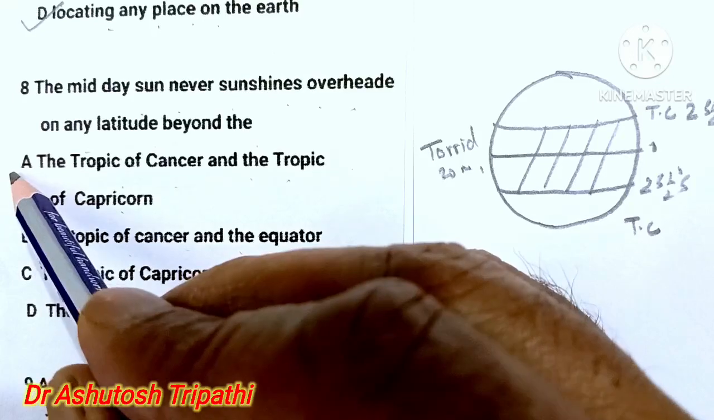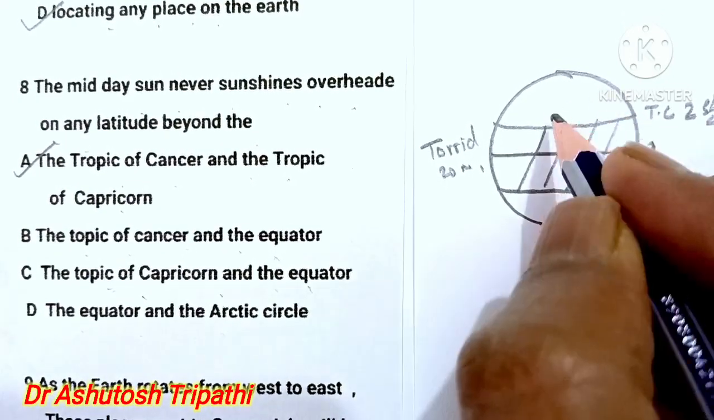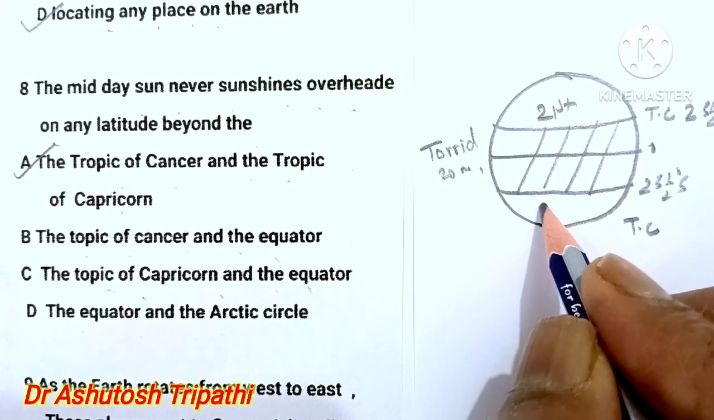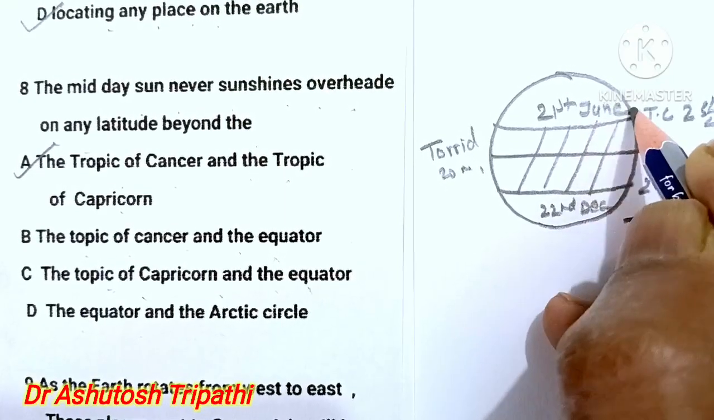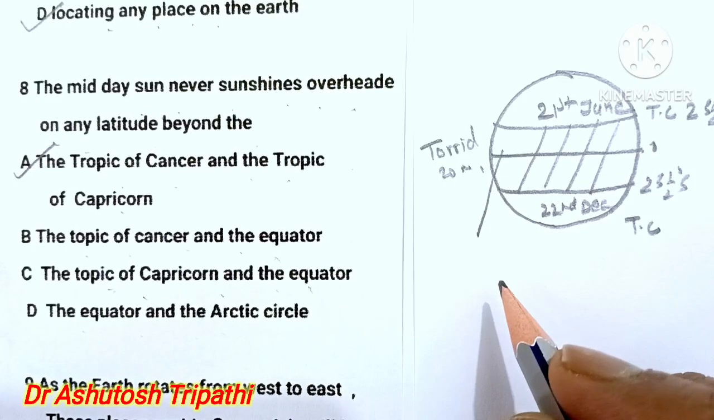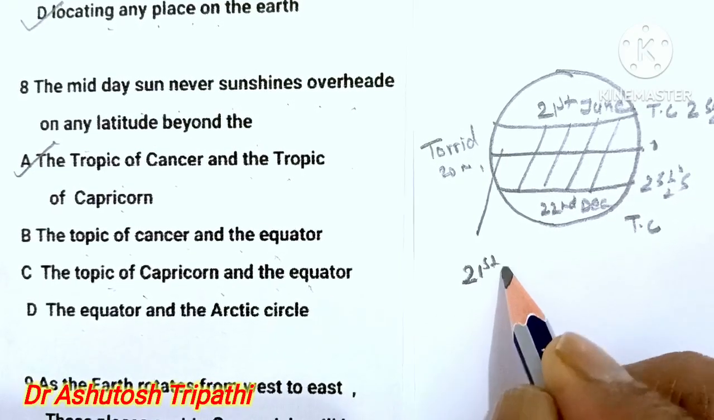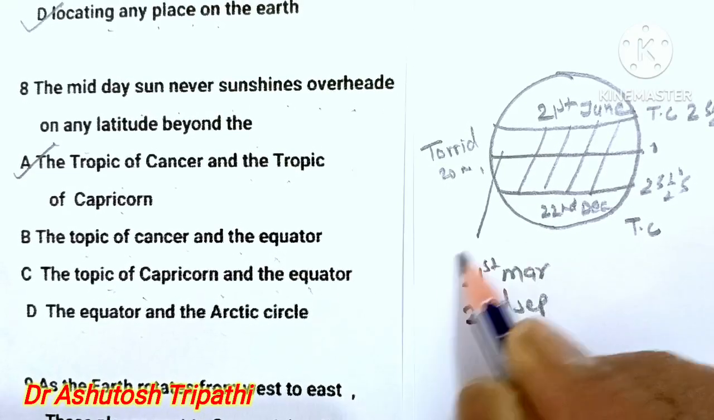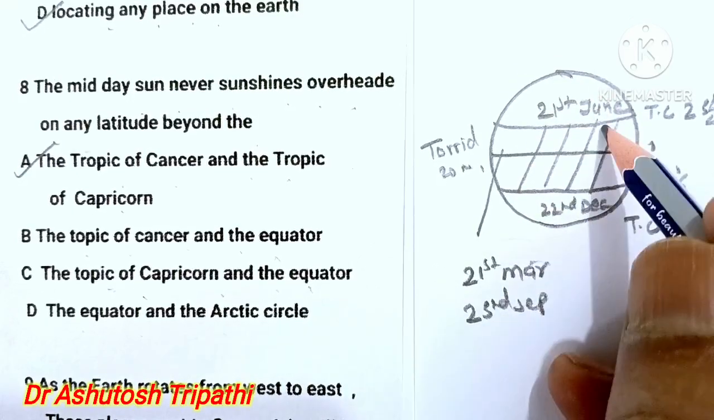The answer is this. Now the date when the sun is vertically overhead: on the Tropic of Cancer it is 21st June, on the Tropic of Capricorn it is 22nd December, and on the equator it lies vertically overhead on two days of the year. The first is 21st March and the second is 23rd September. These are the two days when night and day are equal all over the earth.